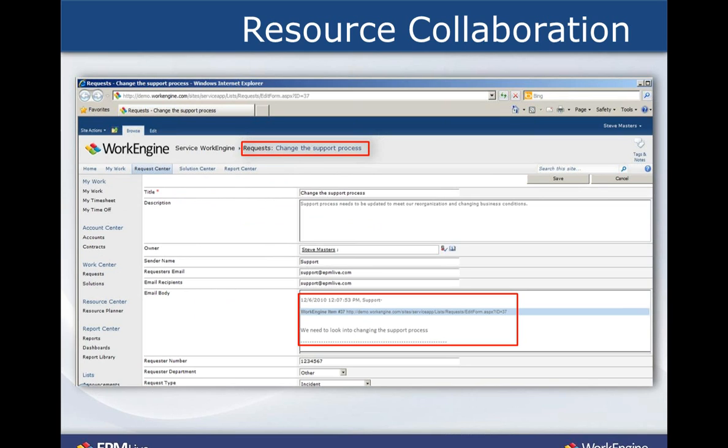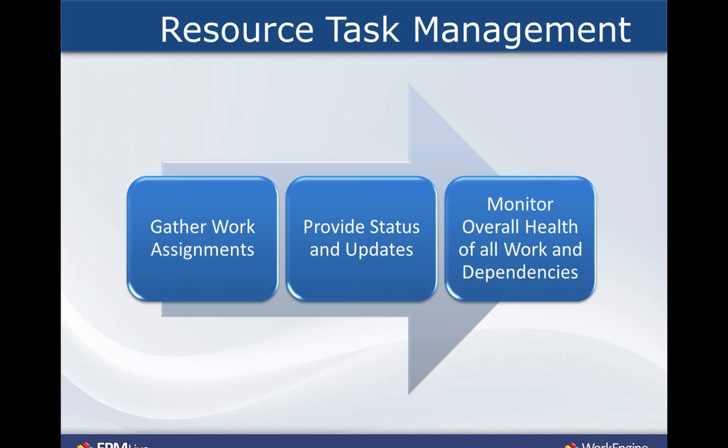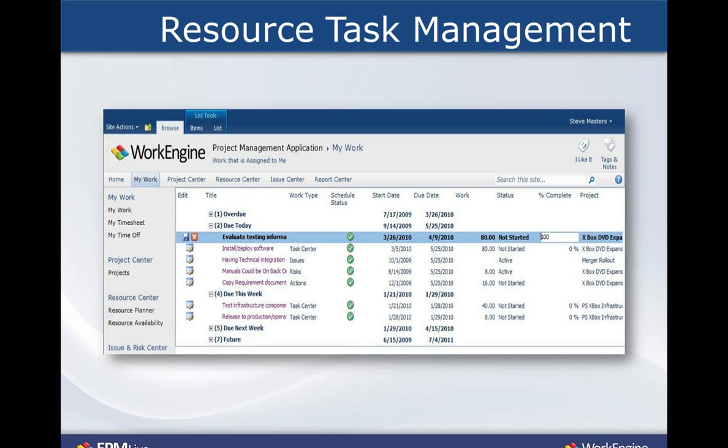Then from a resource task management perspective, that's really where the plans are out there, we're executing, and we're gathering all these work assignments, we're providing status and updates, and we're then monitoring overall health of all work and dependencies. To that end, we provide an aggregated My Work area, so an individual resource, no matter how many projects, no matter how many work initiatives, no matter how many different types of work that they're on, can go to just one place to see what they've been assigned, to see what's expected of them, and to provide that completion status and feedback they need. They don't have to go to a number of different systems or a number of different locations in SharePoint in order to do this. We provide one single place where they can provide and fulfill that requirement.